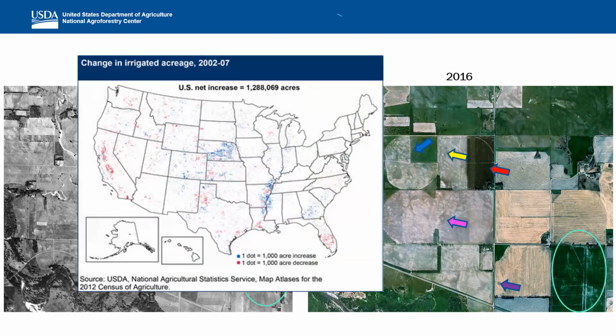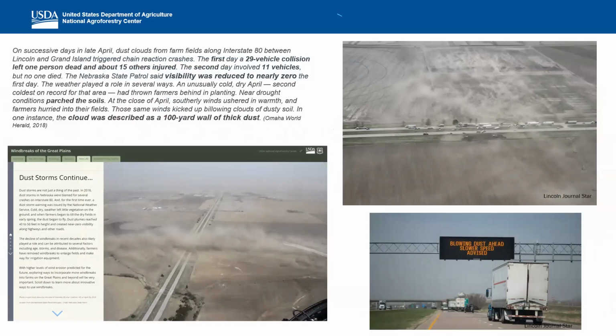This map shows changes in irrigation from 2002 to 2007, and you can see a tremendous increase in irrigated acres, the blue dots, especially in Nebraska. There's about 55,000 center pivots in Nebraska.